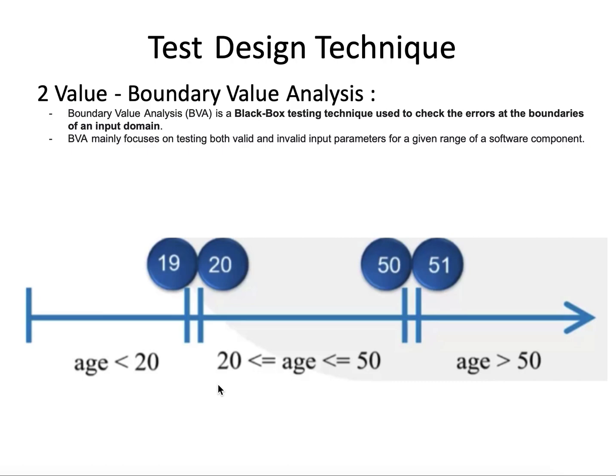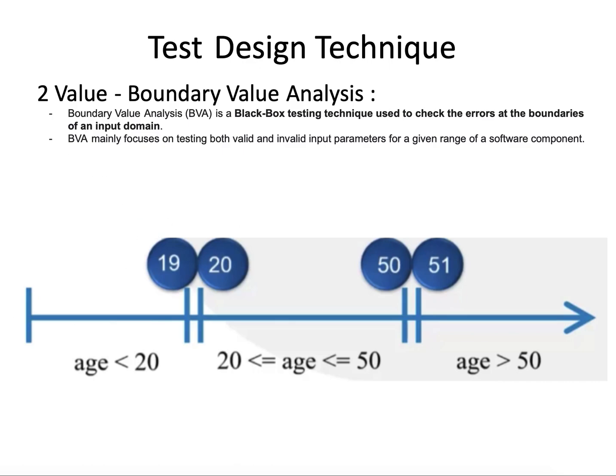So we have three different partitions. Now we need to apply the boundary value. I need to take two values from each boundary. So I have taken 19, then 20, then 50 and 51. Age is greater than or equal to 20, so I have taken 20. Greater than or equal to 50, so I have taken 50, and also 51. Here also 19. So there are four possible test data.